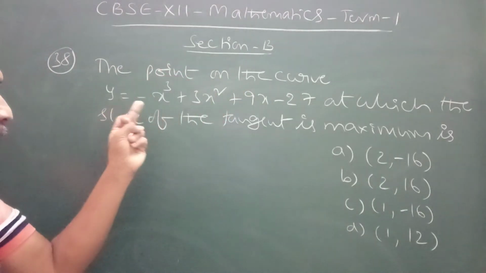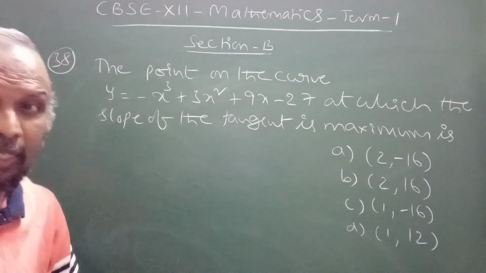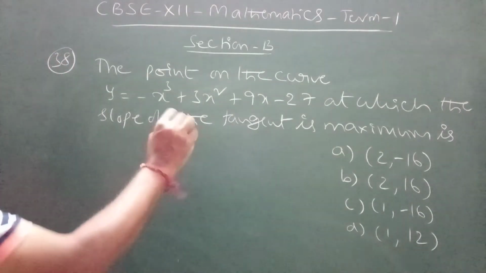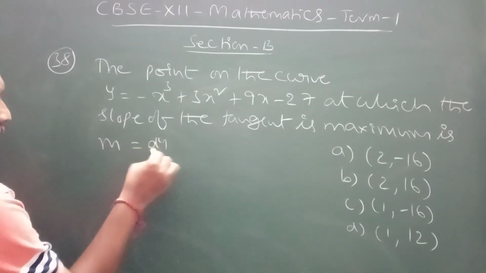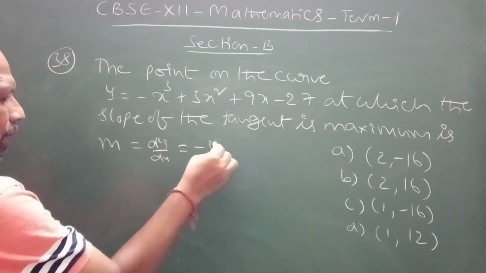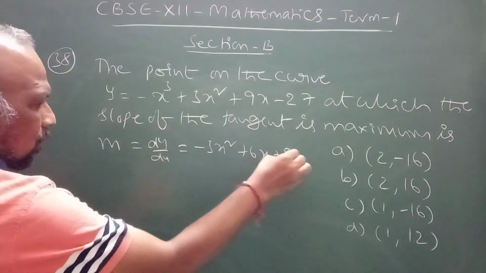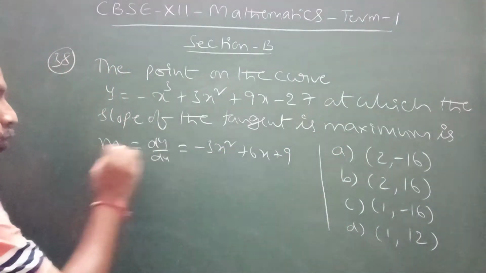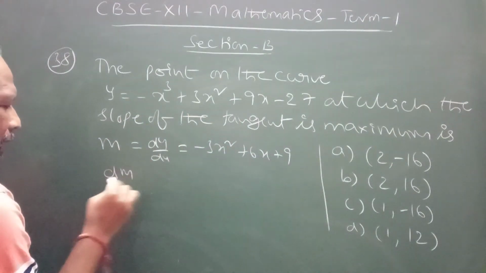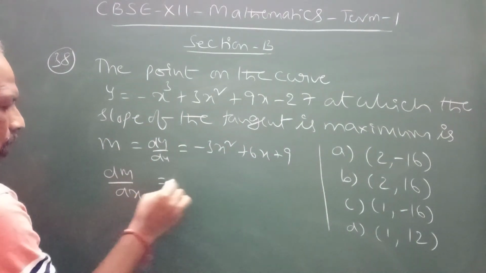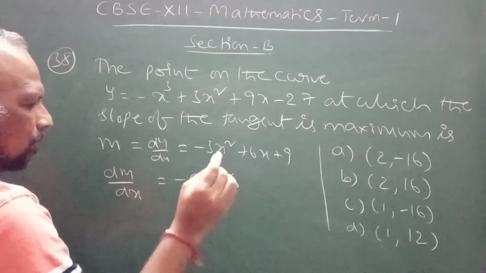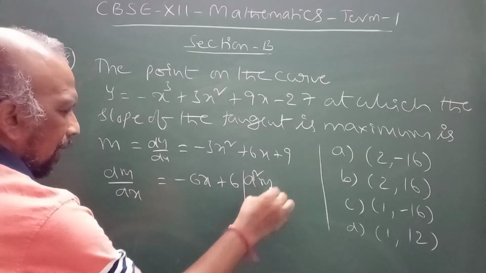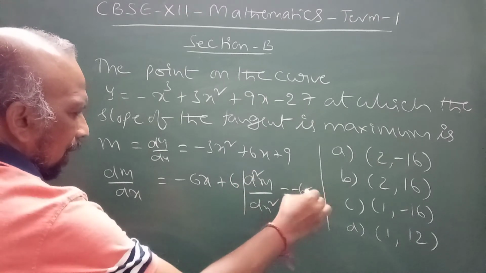Find the point on the curve y equal to minus x cube plus 3x square plus 9x minus 27 at which the slope of the tangent is maximum. So find the slope: m is equal to dy by dx, which is equal to minus 3x square plus 6x plus 9. This slope should be maximum. You find dm by dx, which is minus 6x plus 6. Now find the second derivative: d square m by dx square is minus 6, clearly less than 0.